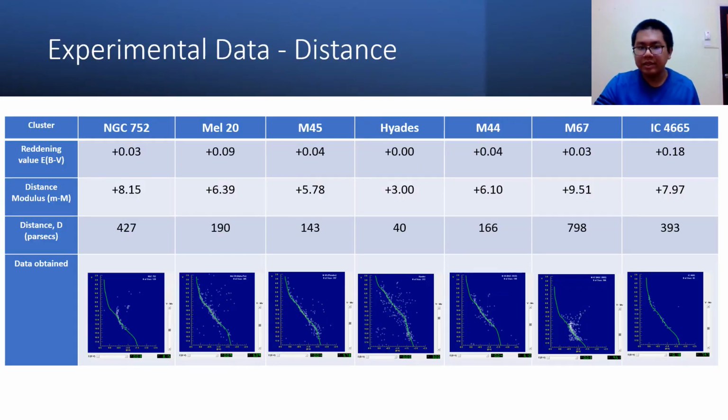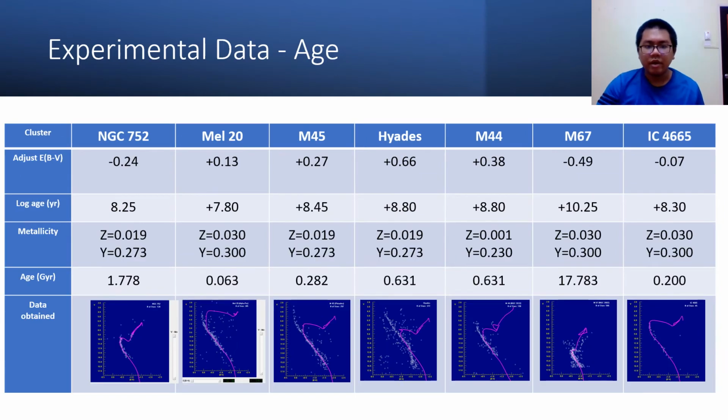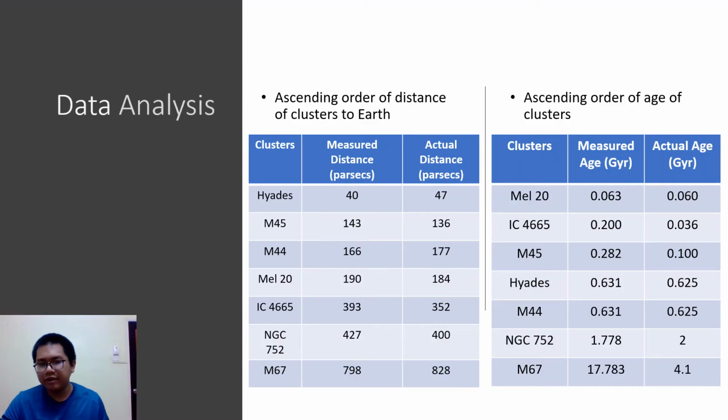Next, this is the experiment data for the measurement of distance in my research. And this is the experiment data for the measurement of age that I've done in my research. The detail of it, you can check out in my research paper, or in a little while I will provide a summary. Based on the analysis of the data, we found that Hyades is the nearest to us and M67 is the furthest from us. In terms of age, Mel 20 is the youngest and M67 again is the oldest.